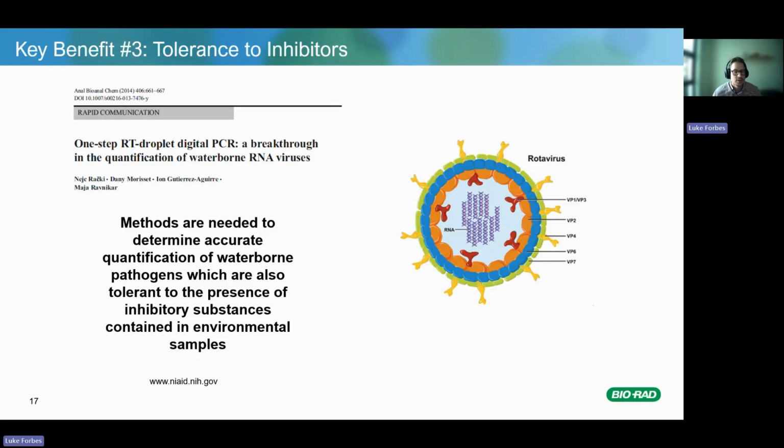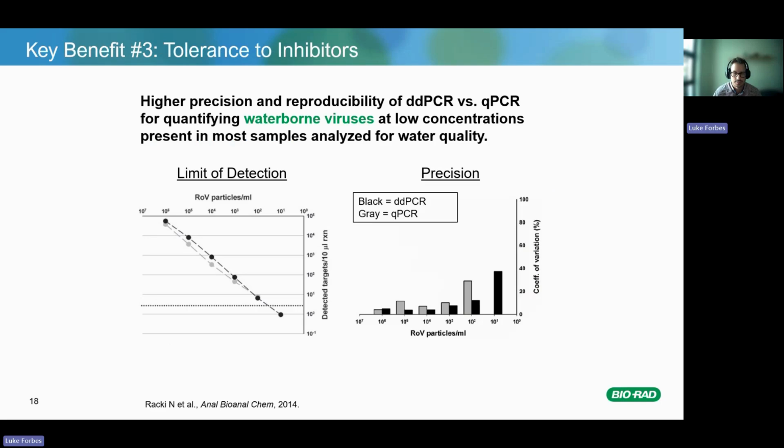And then the third benefit of ddPCR over qPCR is tolerance to inhibitors, so inhibition tolerance. Now, in this particular study, they were evaluating the potential of ddPCR for accurate quantification of a waterborne virus at low concentration in environmental samples. So RNA was isolated from rotavirus and a variable in environmental samples, and they were set up as control experiments. So they compared these to qPCR.